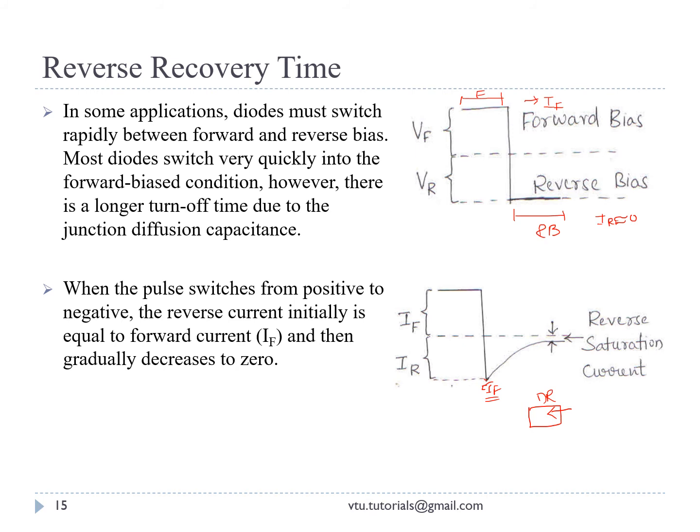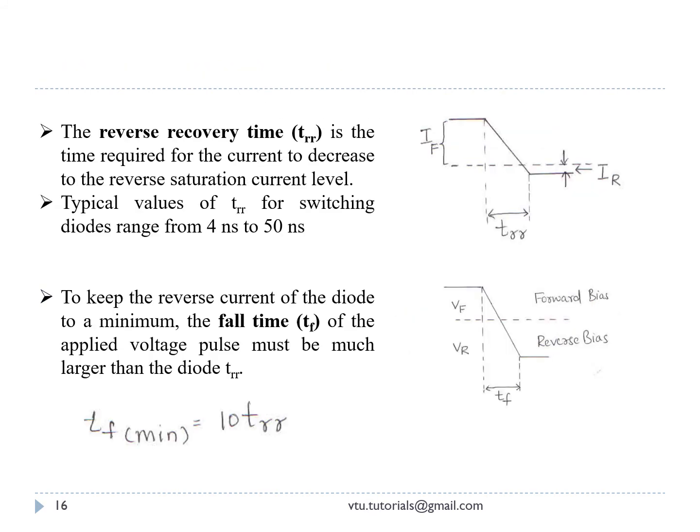The time taken for this action is called the reverse recovery time. The reverse recovery time is the time required for the current to decrease to the reverse saturation current level. So when the pulse is changed from forward to reverse, the time taken for the current to reduce to the reverse saturation level is called the reverse recovery time. This is very essential when we have to obtain proper biasing. This will be of importance, so it has to be studied here.